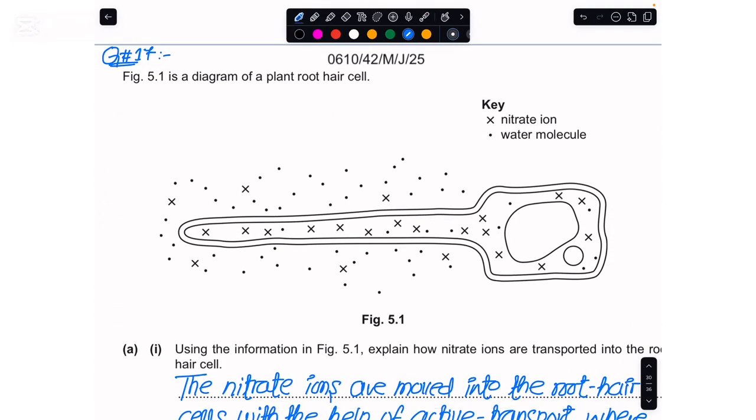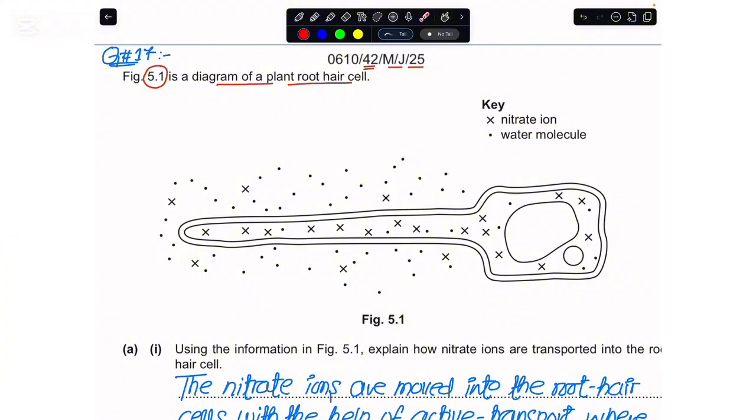Let's move onward to the last question, question number 17, and this appeared in May June 2025. The variant was 4.2. And the figure 5.1 that we see here shows you the diagram of the root hair cell. So if I were to just simply demonstrate what lies within the diagram, here we have the cell wall and we have got the cell membrane, and here lies the cytoplasm of the root hair cell. Here comes its large vacuole. And if we follow the key, the cross indicates nitrate ions, and the dots indicate the water molecules.